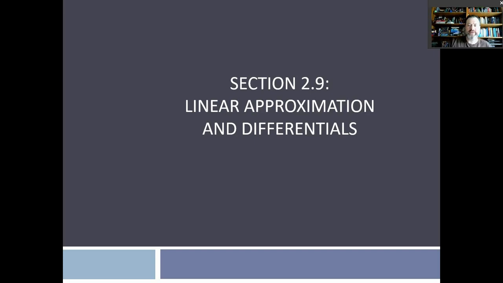Hi there. Today we're going to look at section 2.9. This is the last section that's going to be on exam 2. So exam 2 will cover 2.3 through 2.9. And it's a pretty short section, so let's get right into it.